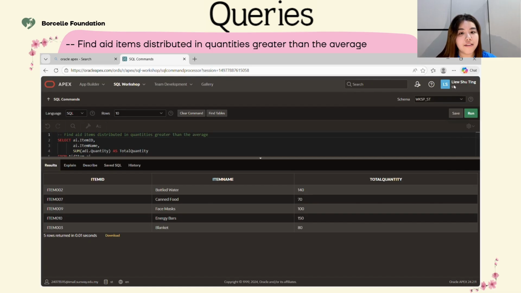Overall, all the SQL queries demonstrated are fully functional and executed successfully. Our database design supports complex analysis through joins, subqueries, aggregation, and conditional logic. The system improves efficiency, accountability, and decision-making in disaster relief operations.